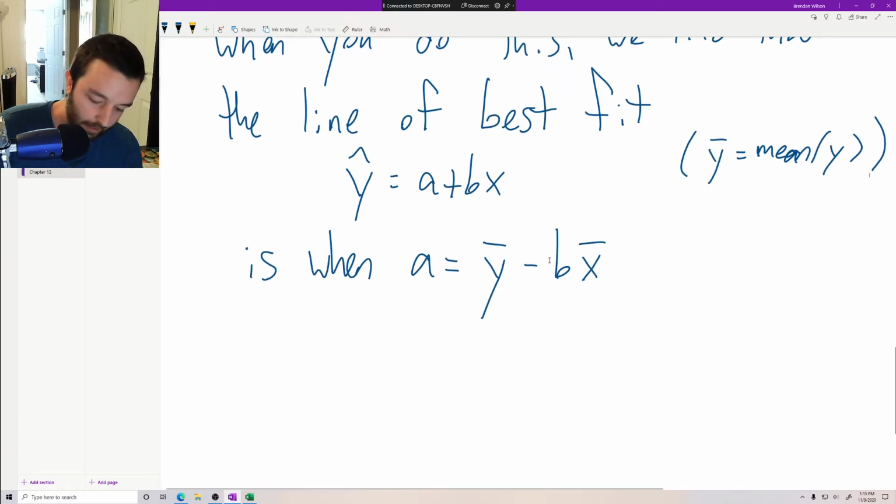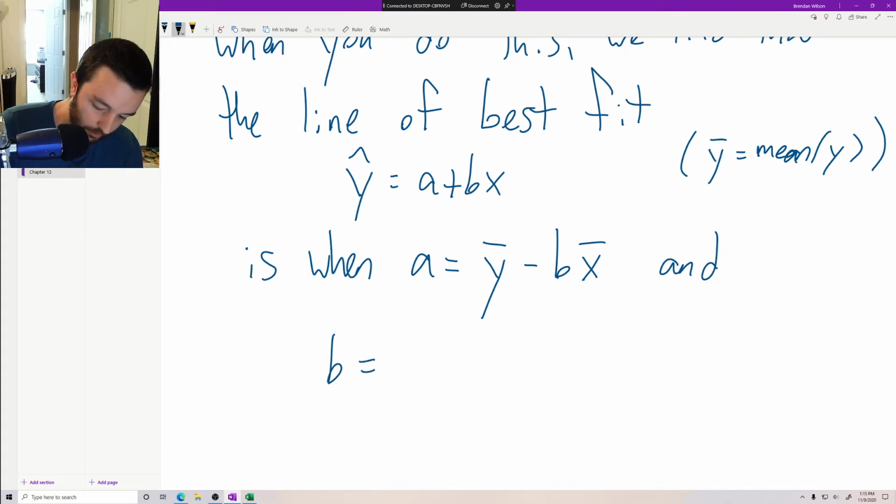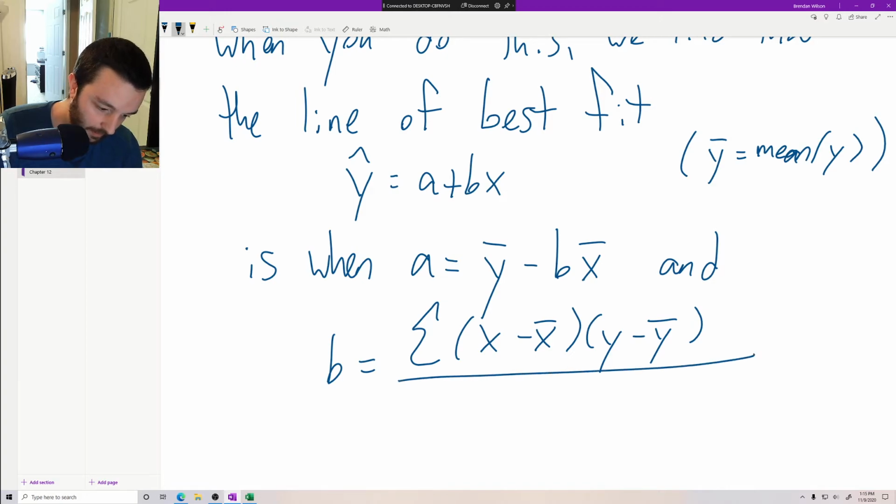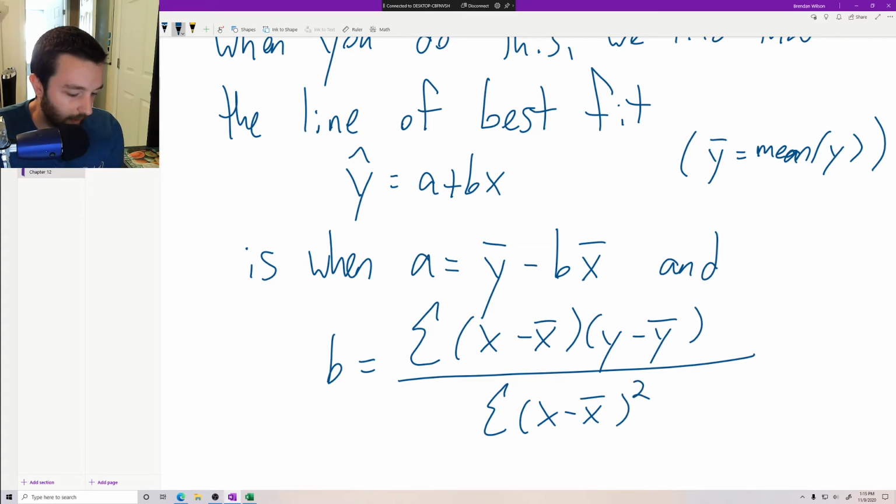And b is equal to the sum of x minus x bar times y minus y bar, divided by the sum of x minus x bar squared. So that one's a little more complicated. Luckily, we'll be able to do most of this in Excel anyway. The bottom one, you might notice that's almost the standard deviation. It's pretty close. The only difference is we're not dividing by n minus 1. Okay.